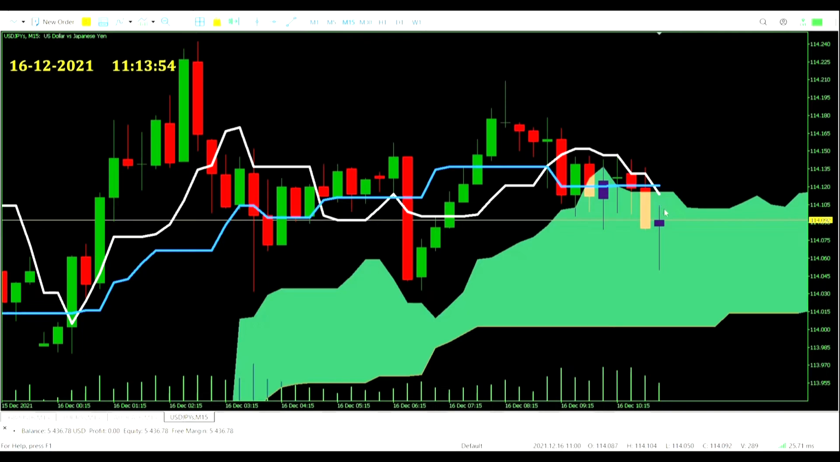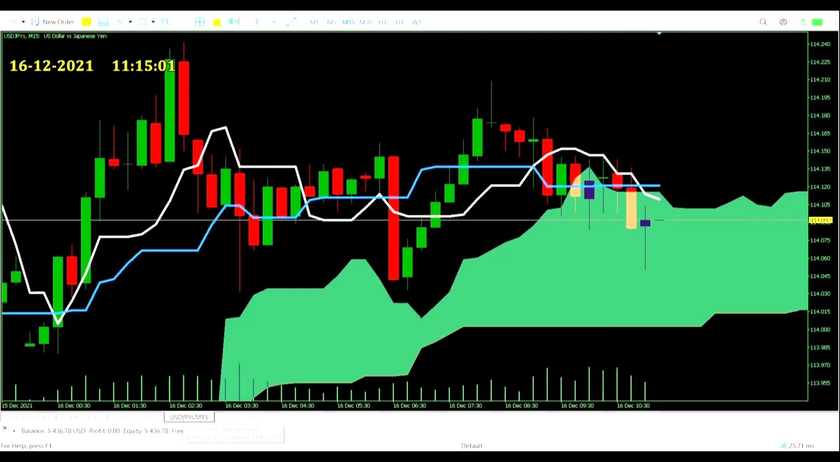Seeing a crossover here on the dollar-Japanese yen pair. Tenkan-sen beneath Kijun-sen, but it's only got a minute for price to make it beneath the cloud to get a valid entry signal there. Can't see that happening. Yeah, doesn't make it through.